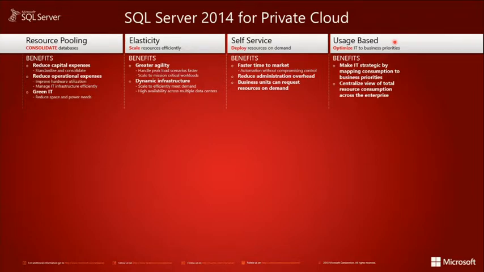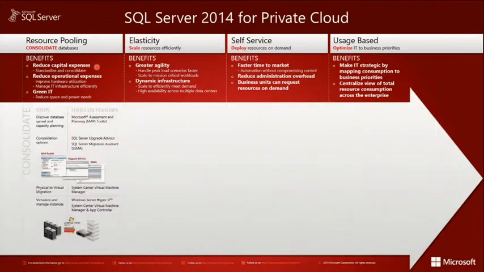So just quickly, the first step, resource pooling, the benefit obviously is to reduce the number of servers, right? The capital expenses, and probably operations expenses because you combine everything together. You will create green IT, things like that, right? So each one of them has benefits. And there are steps for each of those things.